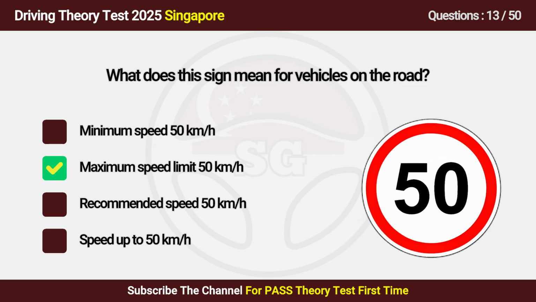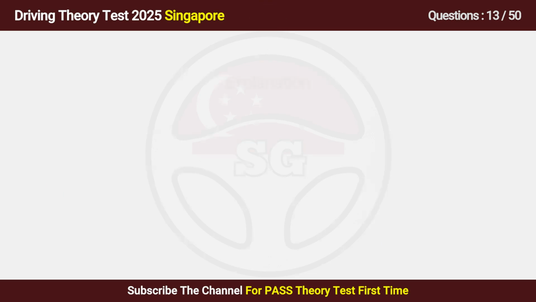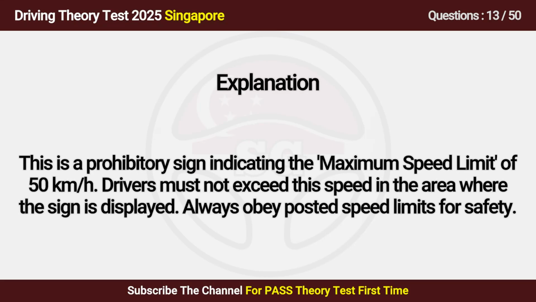Answer is B. Maximum speed limit 50. This is a prohibitory sign indicating the maximum speed limit of 50. Drivers must not exceed this speed in the area where the sign is displayed. Always obey posted speed limits for safety.